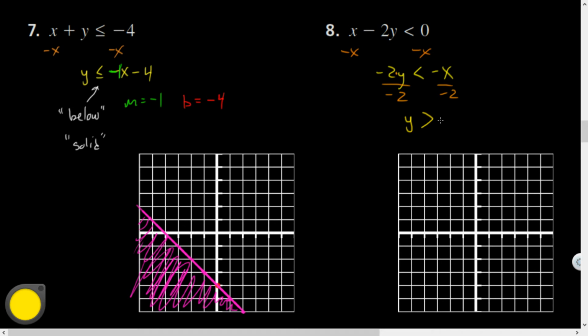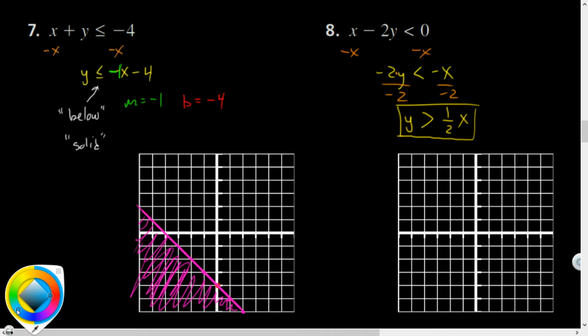And let's see, negative divided by negative is +1/2 x. Okay, so I had to flip that inequality. So when you multiply or divide by a negative, make sure you are careful, friends. Let's see, this has a y-intercept at 0. We'll just start graphing it and see what happens.